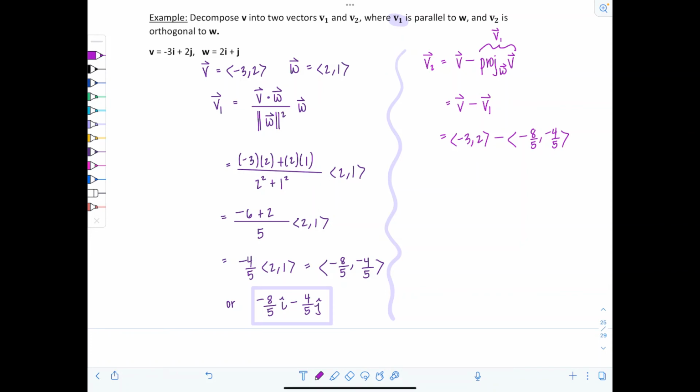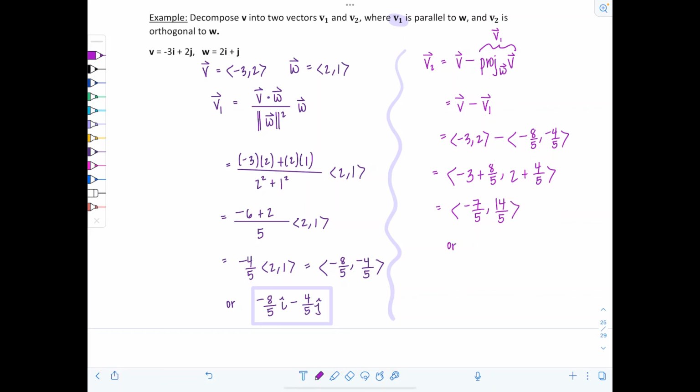All right, and then when you subtract vectors, remember you just subtract corresponding components. So this is going to be -3, actually plus 8/5, and then 2 plus 4/5. So what do we have? That's -15/5 plus 8/5, so -7/5. 2 is 10/5 plus 4/5, which is 14/5.